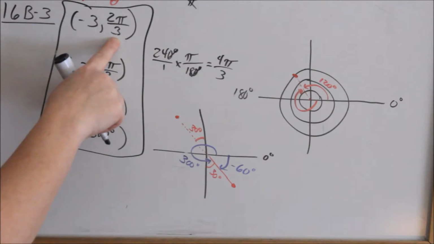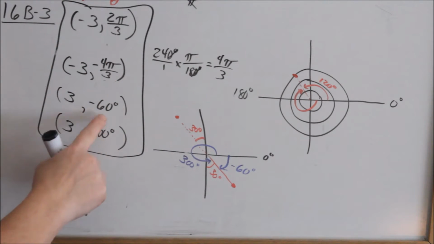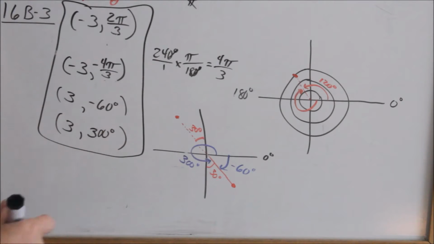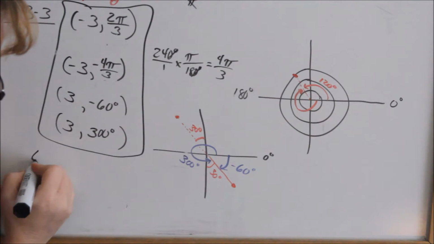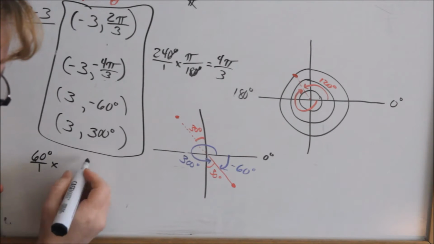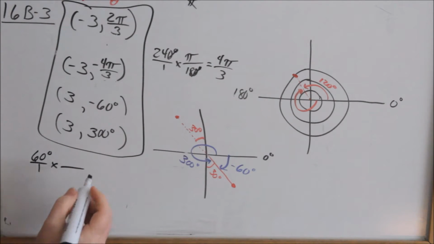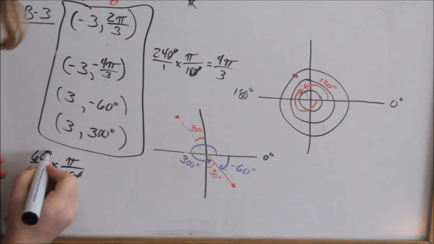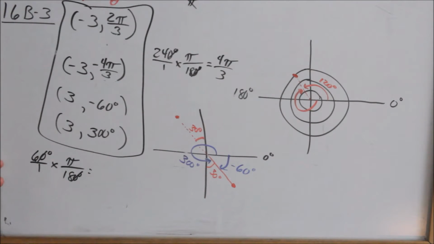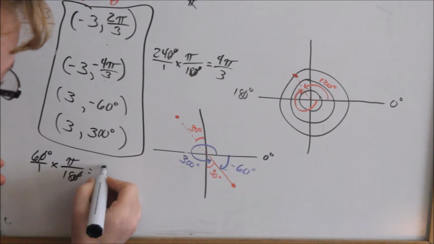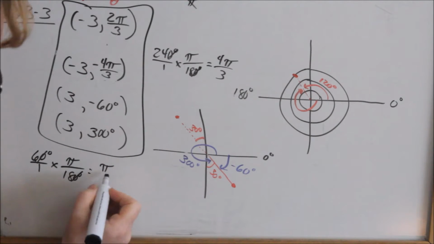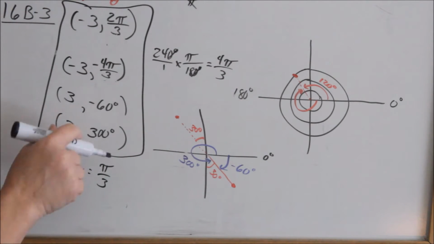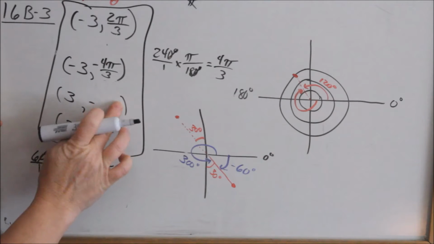If your problem is in radians, your answer needs to be in radians. So I need to convert these to radians. So 60 degrees, I'm just going to do this real quick. I'm pretty sure it's pi over 6. But 180 degrees, pi, those zeros cancel. Can reduce those by 6, so it's going to be pi over 3. So negative 60 degrees is the same thing as negative pi over 3.